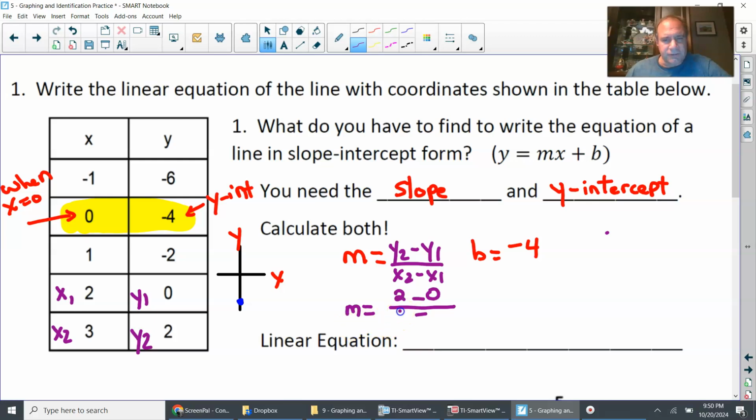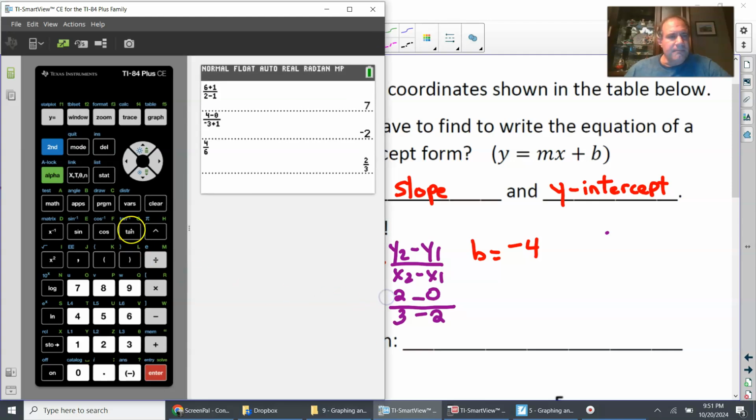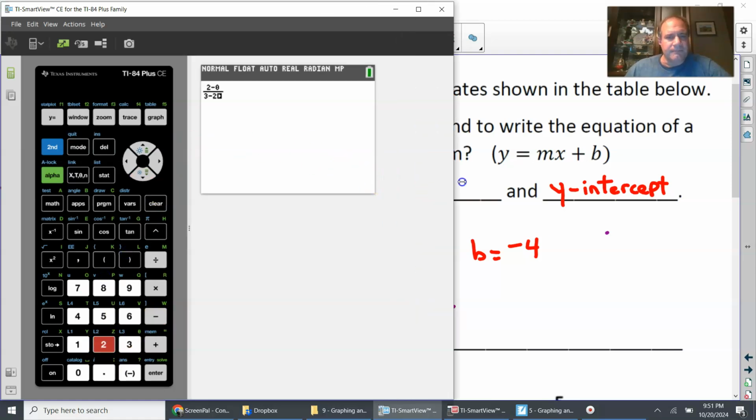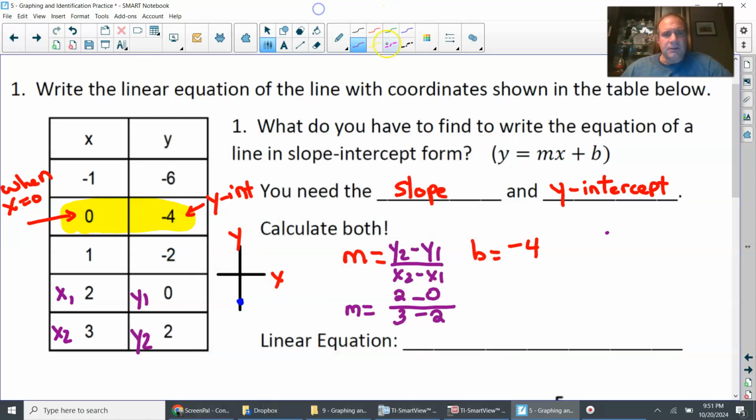Look, x2 is 3, and x1 is 2. And again, even though I have really simple numbers there, I'm still going to use my calculator. I'm going to do alpha x, and I'm going to put 2 minus 0 in the top part of my fraction, and I'm going to put 3 minus 2 in the bottom part of the fraction. When you get that into your calculator, you press enter, you get 2. All right, so m equals 2.